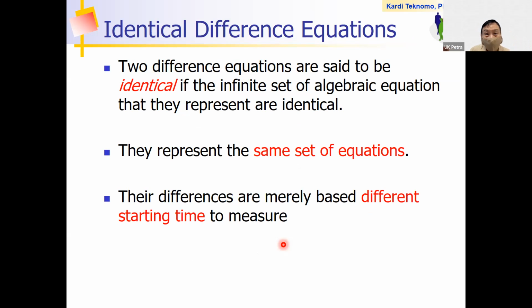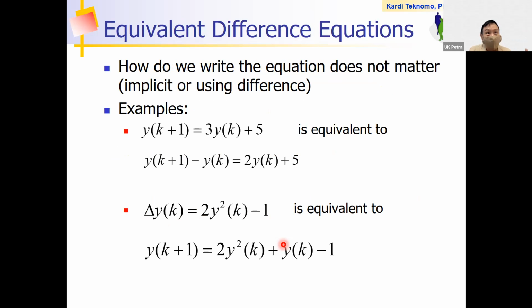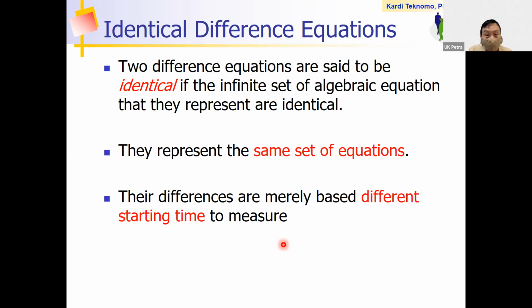After equivalent, I will say another terminology, which is called identical. Two different equations are said to be identical if the infinite set of algebraic equations that they represent are identical, so they represent the same set of equations. The only difference is the starting time. In equivalent, the starting time and the equation are the same. In identical, the equations are equivalent, but the starting time can be different.